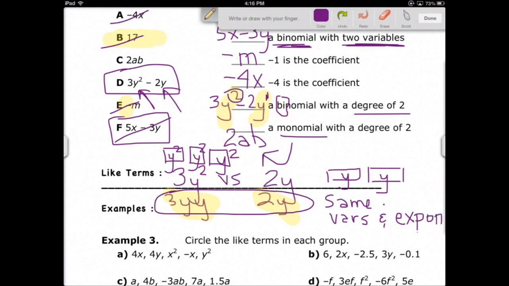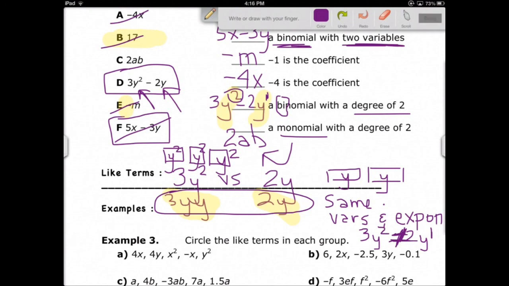Again, going back, 3y squared has an exponent of 2, whereas 2y has an exponent of 1. So these are not equal, and that's a not equal sign. These can't be combined for that reason.